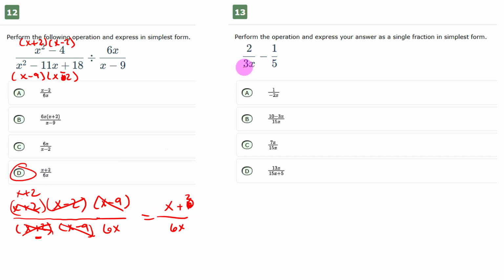Okay, we need a common denominator. So I'm going to multiply this by 5 and this by 3x. So I'm going to get 10 minus 3x over 15x. There's nothing more that I can do. So we get B.